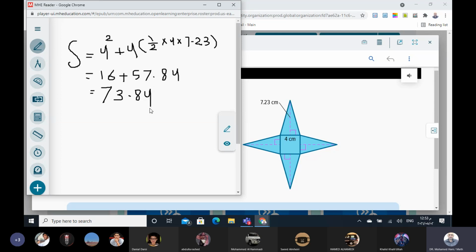Who can tell me now what is the unit here? Centimeter square. Excellent. Centimeter square. Who has any question in this example? Nobody? Okay.